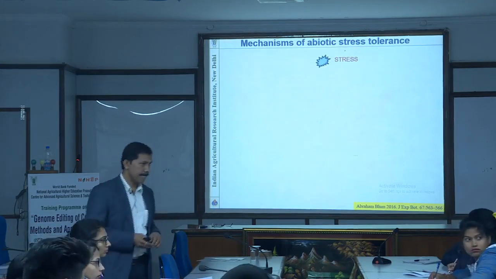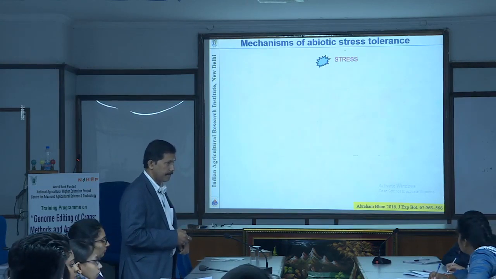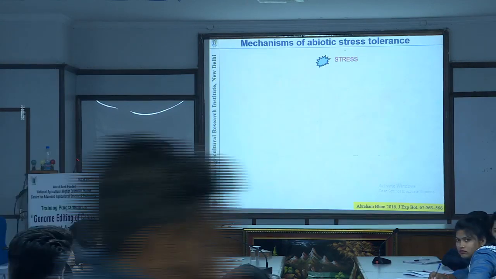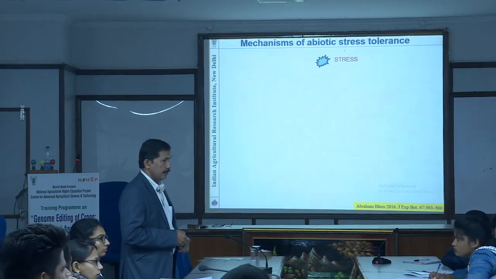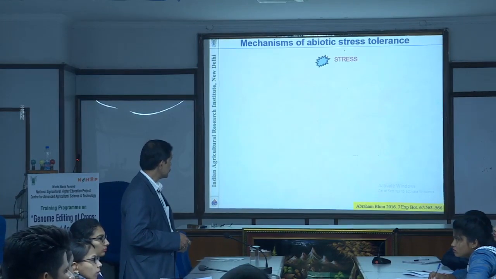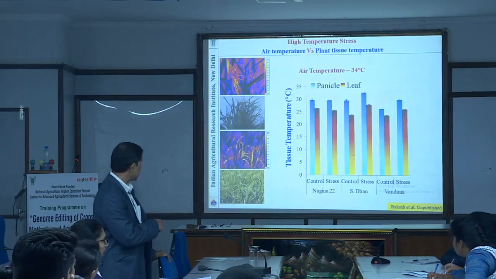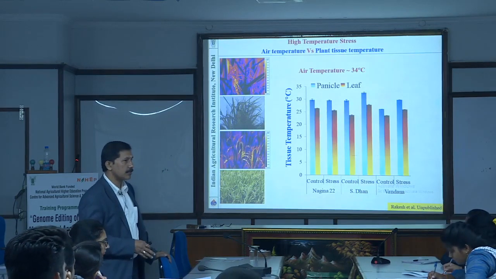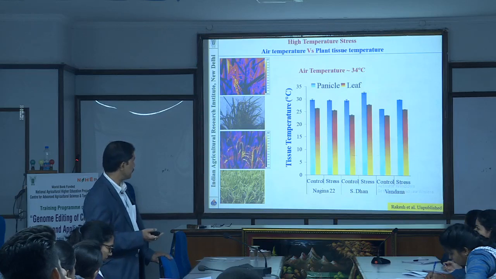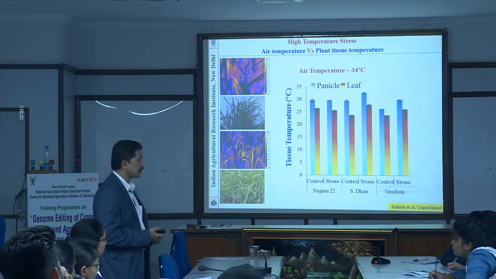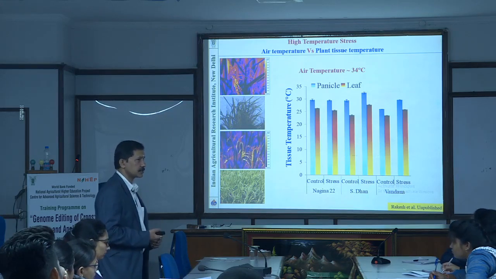Sir, in a case like here too, we can use thermal imaging to measure the canopy temperature. But in case the facility is not available? If the thermal imaging is not available, you can use an infrared thermometer, which is very cheap. You can get one infrared thermal gun costing less than about 15,000.